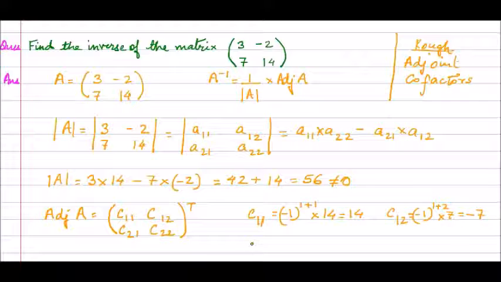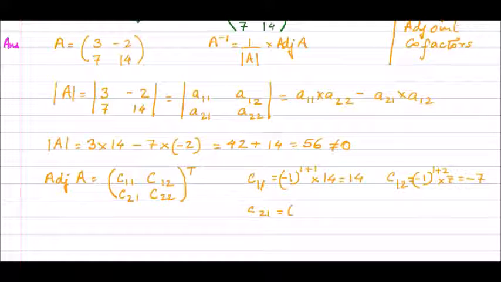Next is C21 equal to minus 1 to the power of 2 plus 1 into, now it is the second row and the first column. Second row and the first column. The remaining number is minus 2. So we have minus 2.